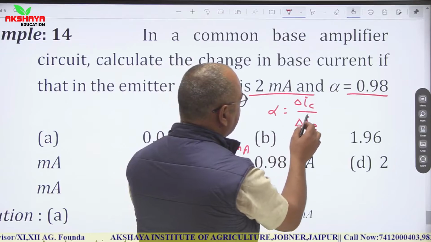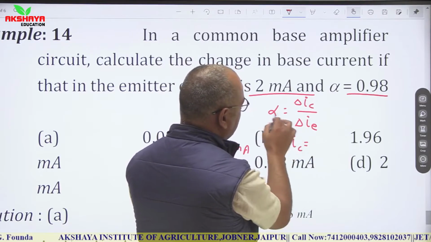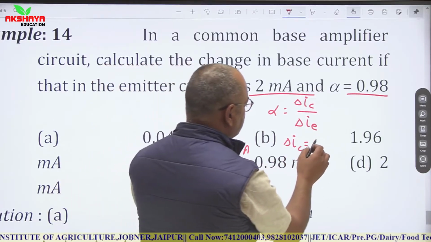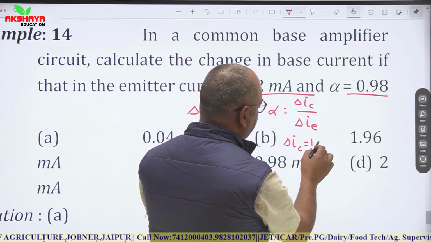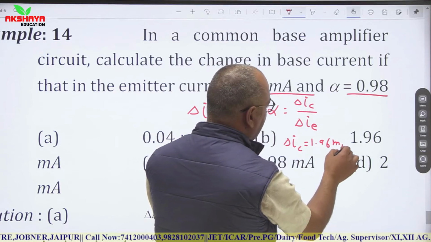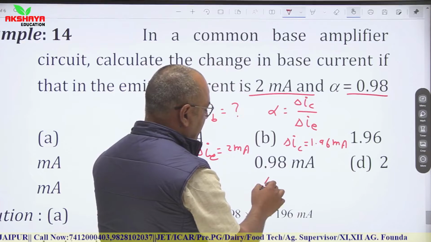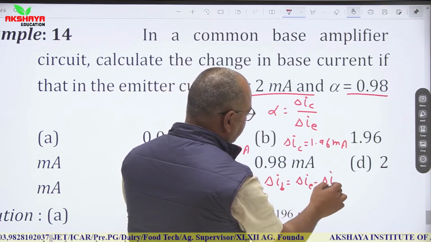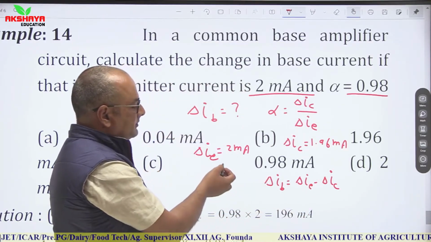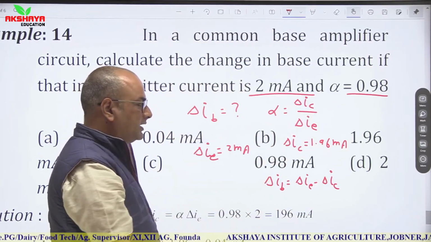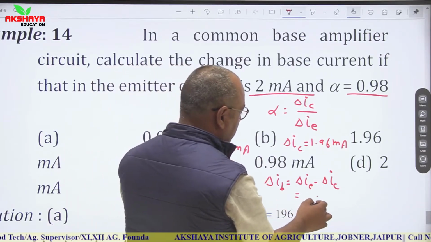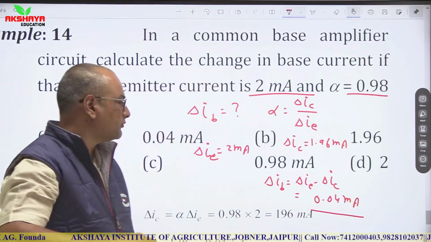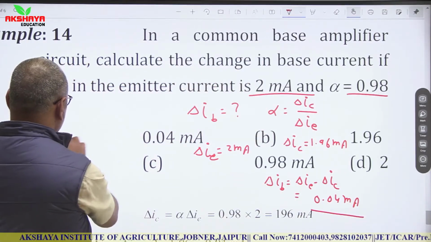So first of all calculate del IC. So del IC is equal to alpha into del IE. Alpha is 0.98 and del IE is 2 milliampere. So 0.98 into 2 means 1.96 milliampere. It is del IC. So we know the relation that del IB is equal to total emitter current minus total collector current. So del IC is 1.96 and del IE is 2 milliampere. So it becomes 0.04 milliampere. So any option having this value will be the correct one.